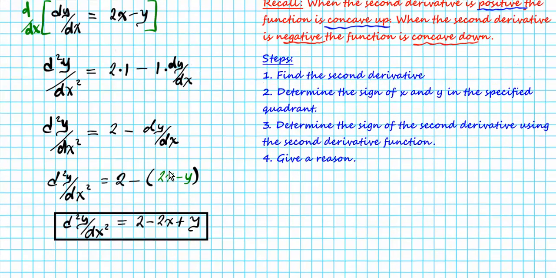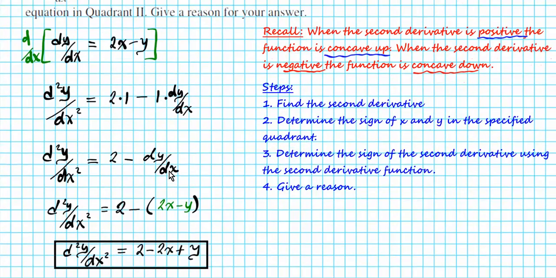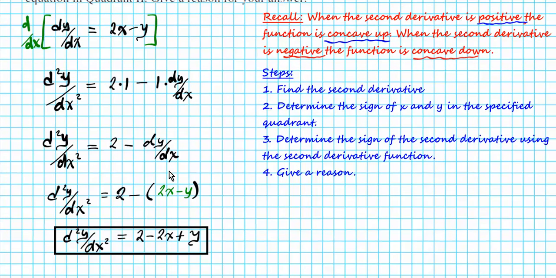Now we found the second derivative. We're moving on to the determination of the concavity. Okay, so we're focusing on just quadrant 2. What do we know about x and y in quadrant 2? If you draw a coordinate system, okay, this is positive x, this is negative x, this is positive y. So in quadrant 2, x is negative, y is positive. Okay, so let's go ahead and write that down. In quadrant 2, x is less than 0 and y is greater than 0.